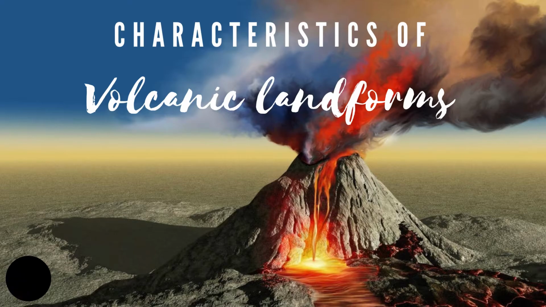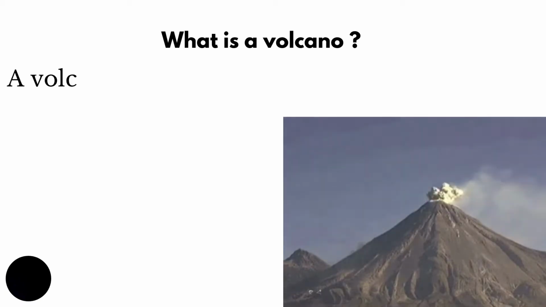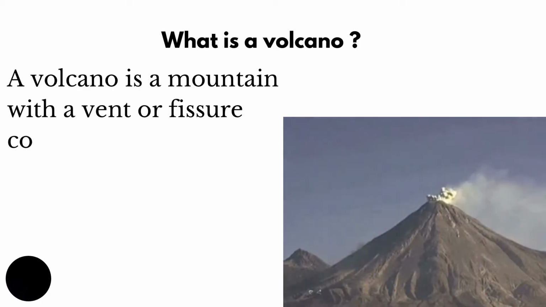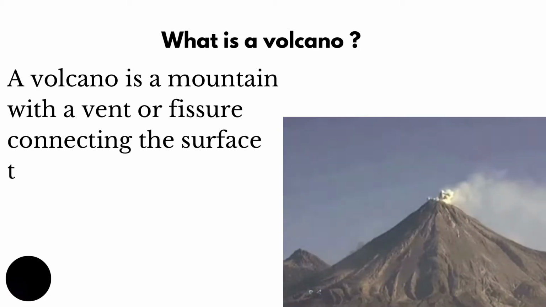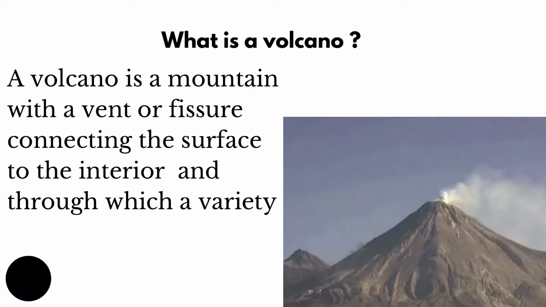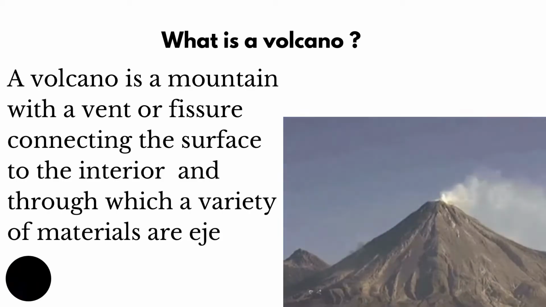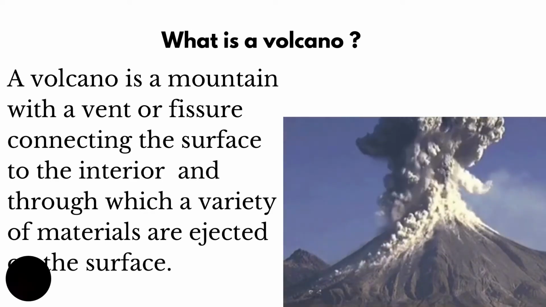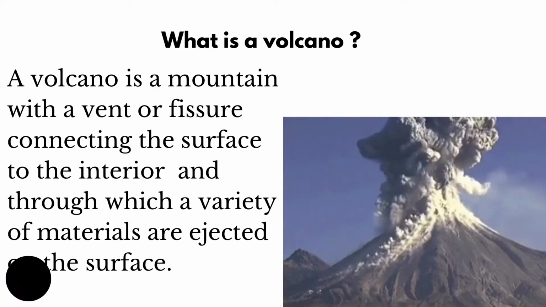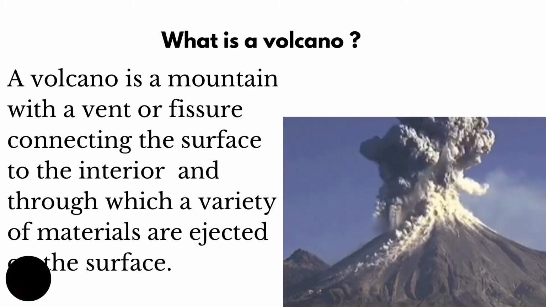In this video, we are going to be looking at the characteristics of volcanic landforms. A volcano is a mountain or a hill with an opening that connects the Earth's interior to its surface, and from which a variety of materials from inside of the Earth is ejected onto the surface.